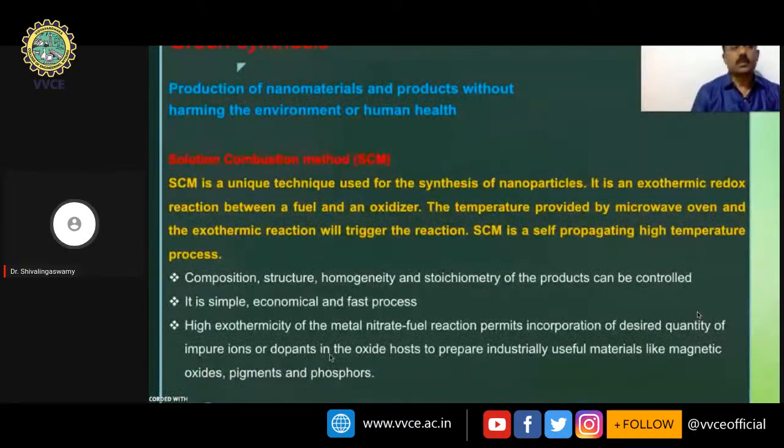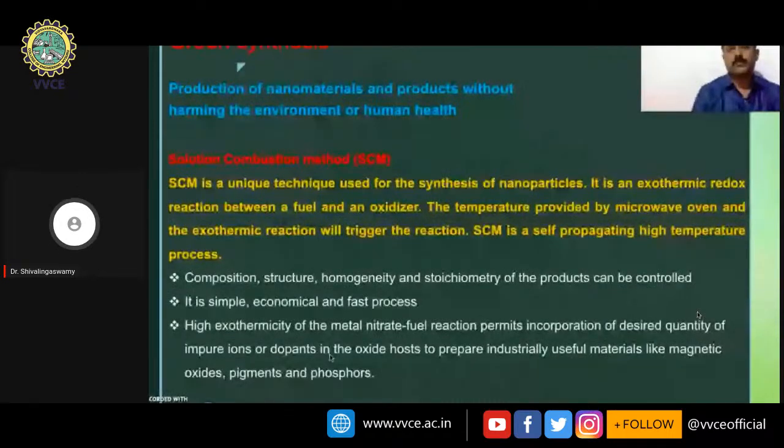There are various other methods like milling. So, just by milling also you can. We have various types of milling. There is, for example, ball milling, etc. There also you can develop nanostructures from bulk material.